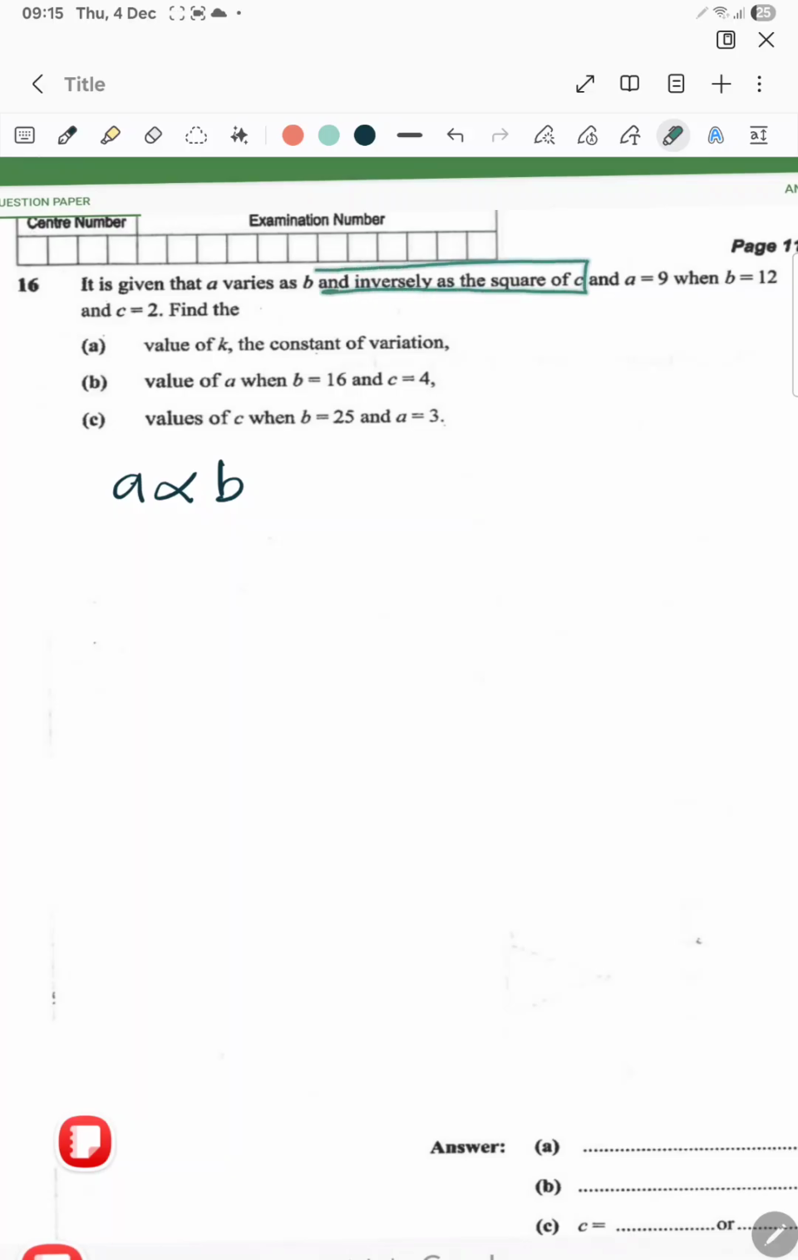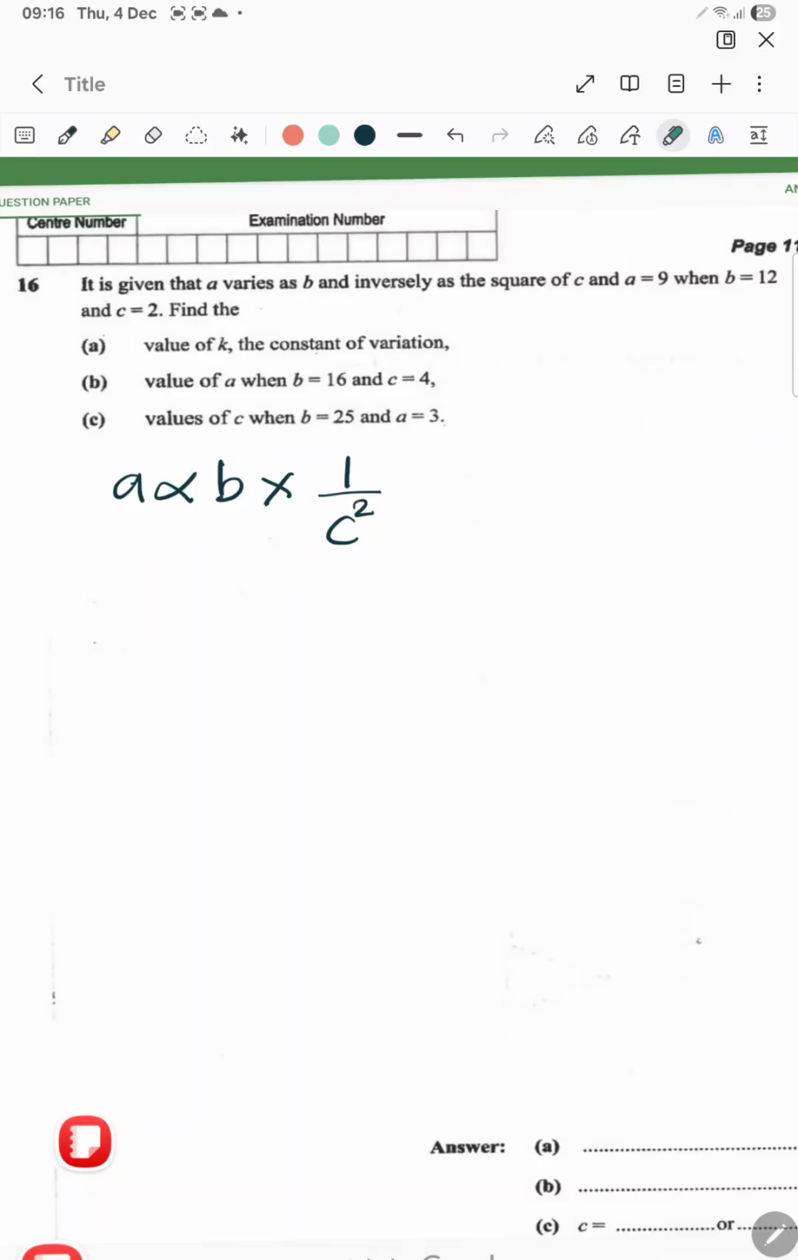You should also write the expression for inversely as the square of C. When something is varying inversely, it means that it is multiplying with 1 over that variable they have given you, which is the square of C. So you say 1 over C squared. This is inverse variation and this is direct variation. In other words, A is varying directly as B and inversely as the square of C. That is how you start making the assumption.